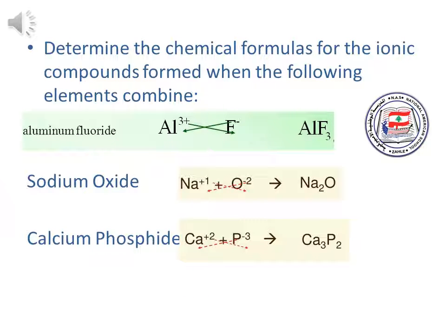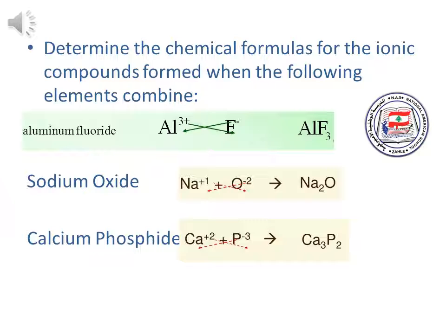Determine the chemical formulas for the ionic compounds formed when the following elements combine. We have aluminum and fluorine. Aluminum belongs to group 3A, so the charge is 3+. Fluorine belongs to group 7A, so the charge is -1. We do the crisscross method, so the formula is AlF3 and the name is aluminum fluoride.